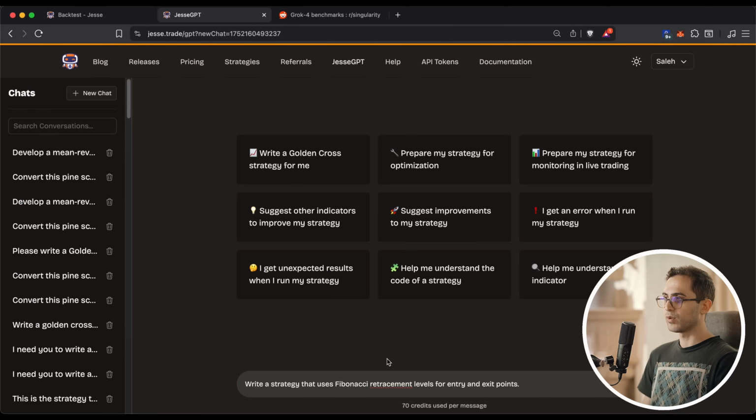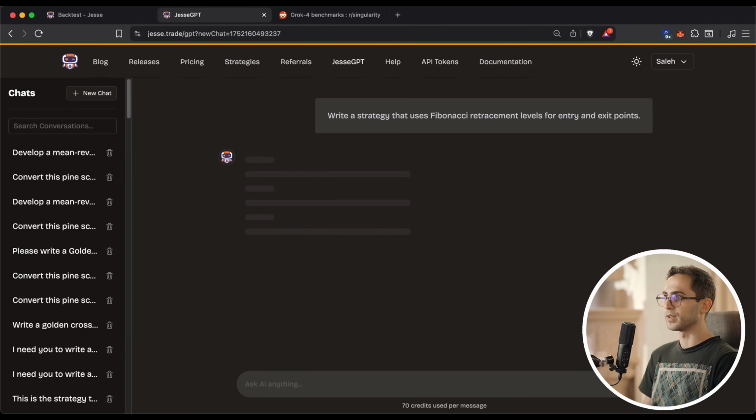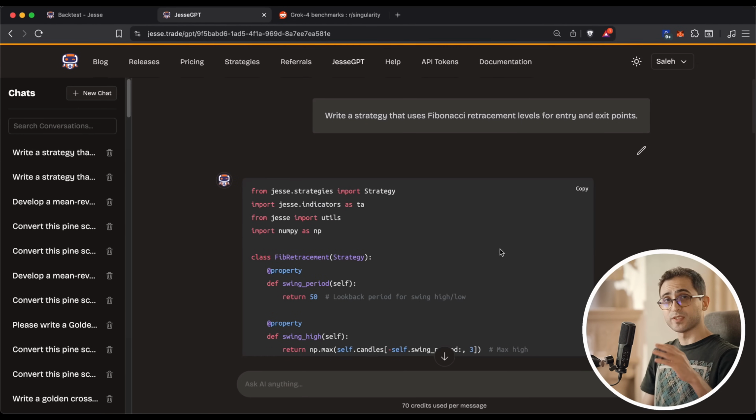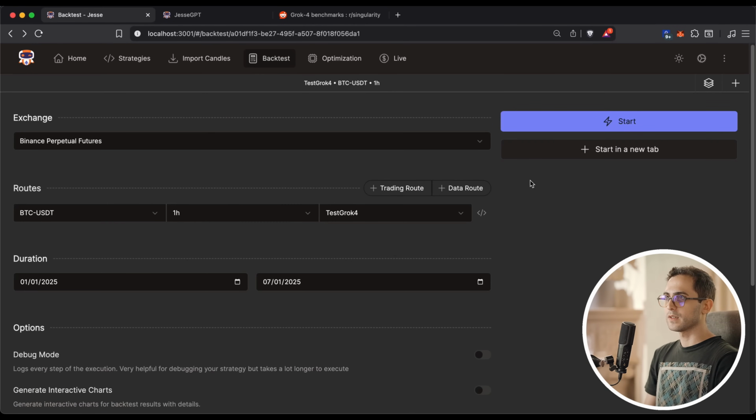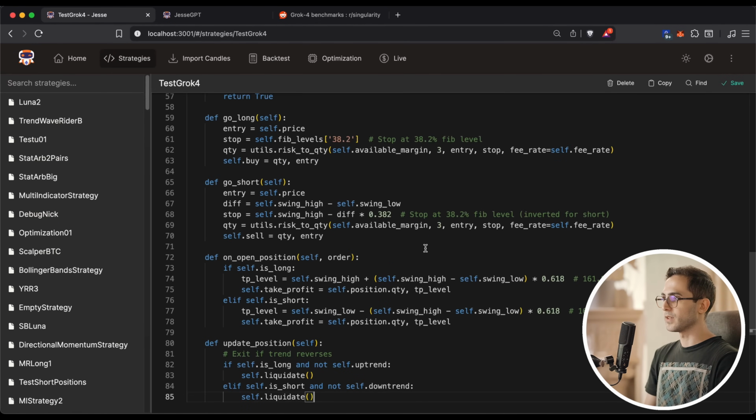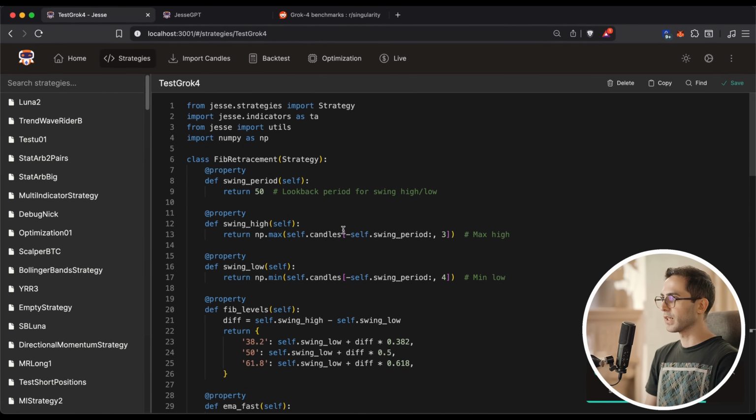All right, next, write a strategy that uses Fibonacci retracement levels for entry and exit points. So this is a tough one. All right, after a lot of time, it finally printed out the result. So let's copy it, go to Jesse, edit the code and paste it here and save it before I forget.